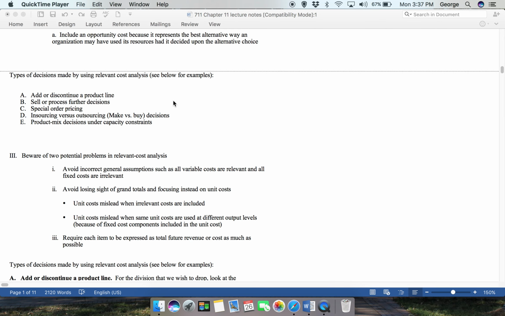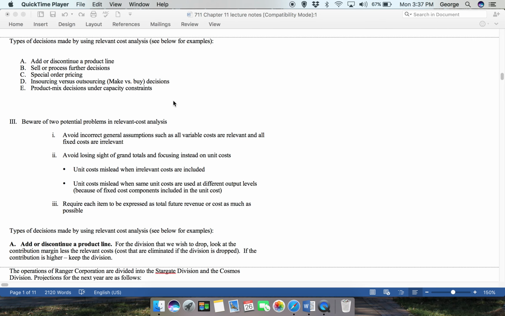So here are some types of decisions made by relevant cost analysis, and we'll be looking at some examples of each of these. Add or discontinue a product line. Sell or process further: sell a product at a split-off point or process it further. Special order. So all three of those I think are either in your quiz or in your homework or both. Make or buy as well, I believe, is in your homework.